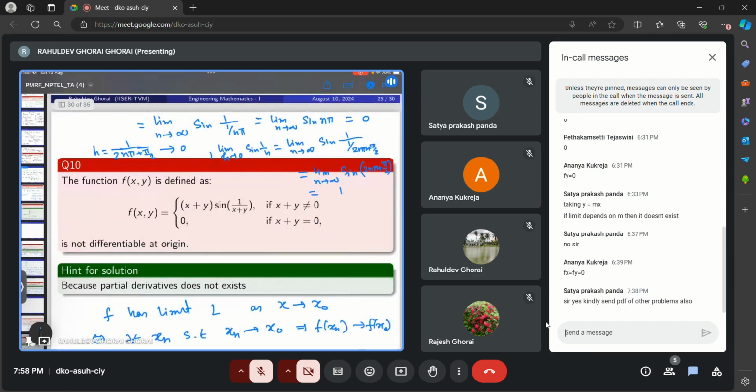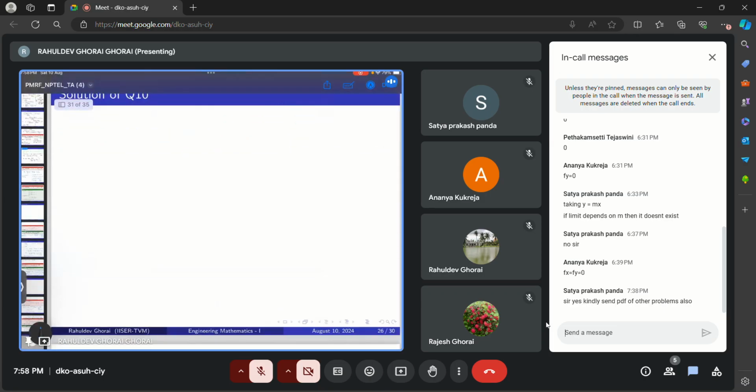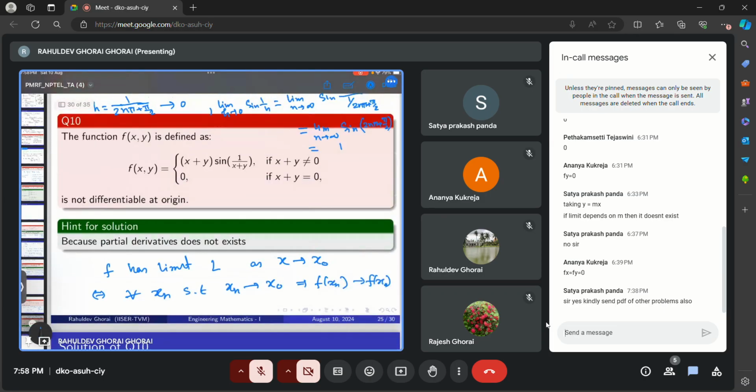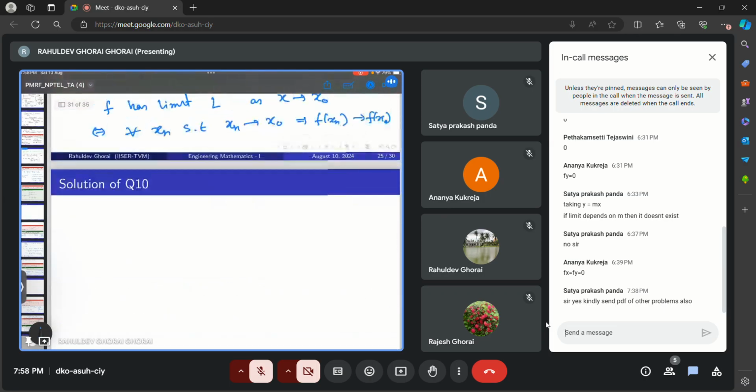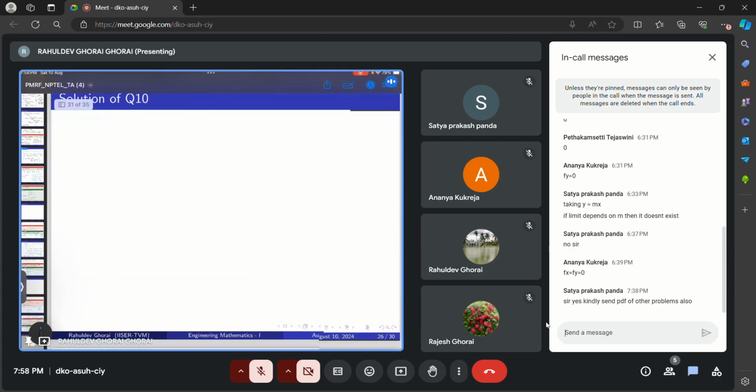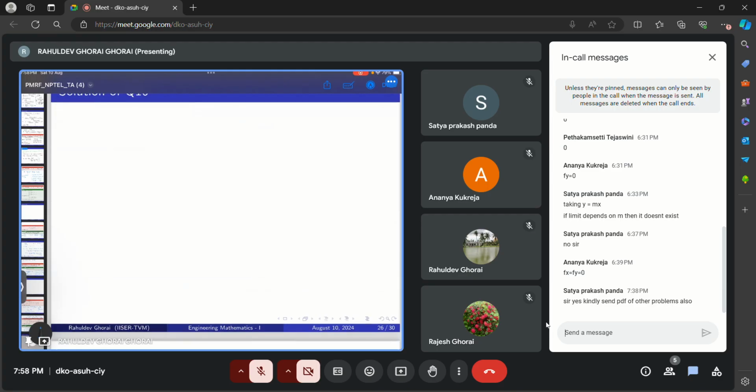For them also you can do like this. So that was, I think, today's class. If you have any doubt, I have some extra page to do some calculation maybe. If you have any doubt, you can tell me. I will do it in this extra page.